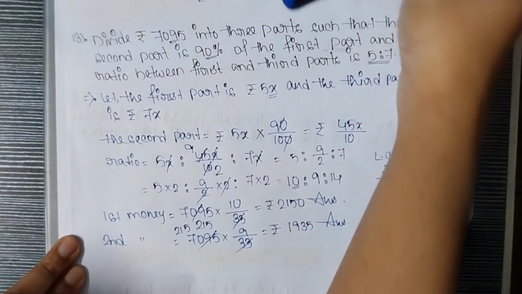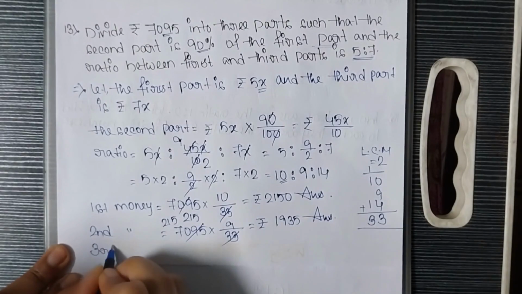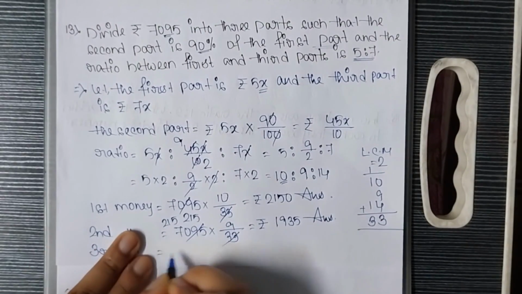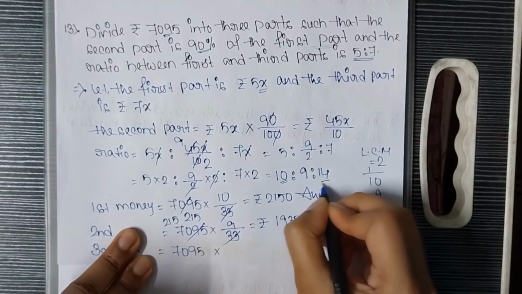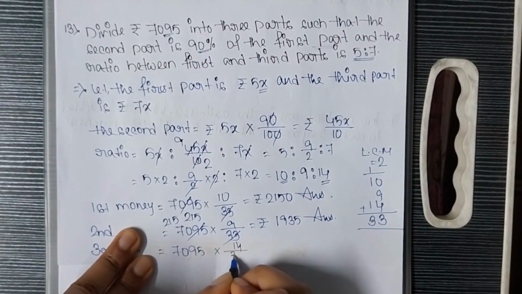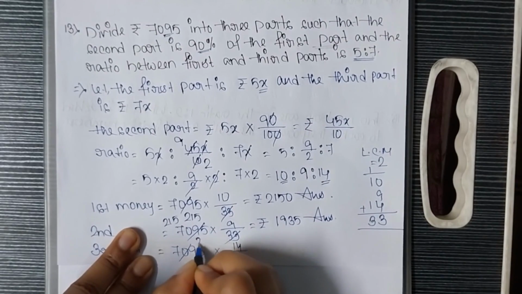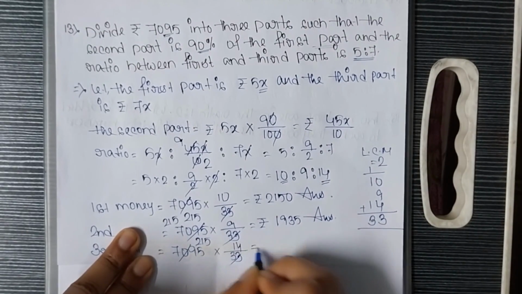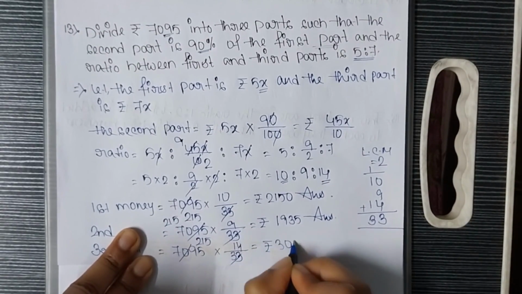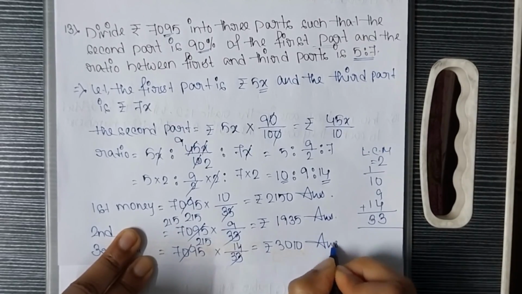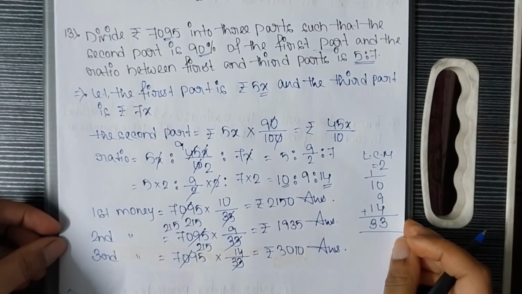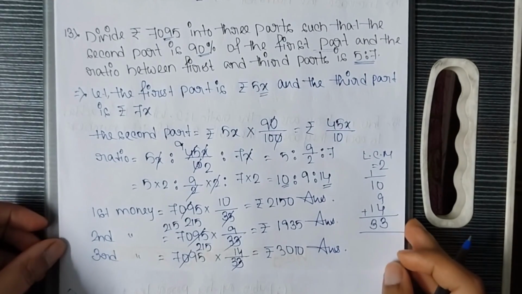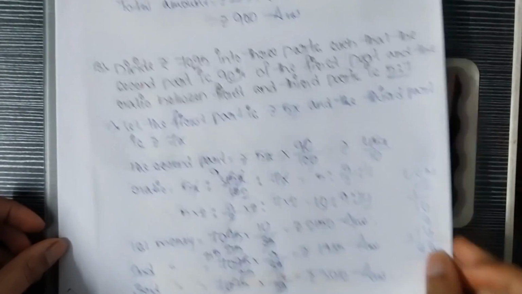And the third money will be 7095 into the third number, 14 by 33, which comes to 15, it will be 3010. So this is how we can solve this type of problem. Let's move to the next problem.